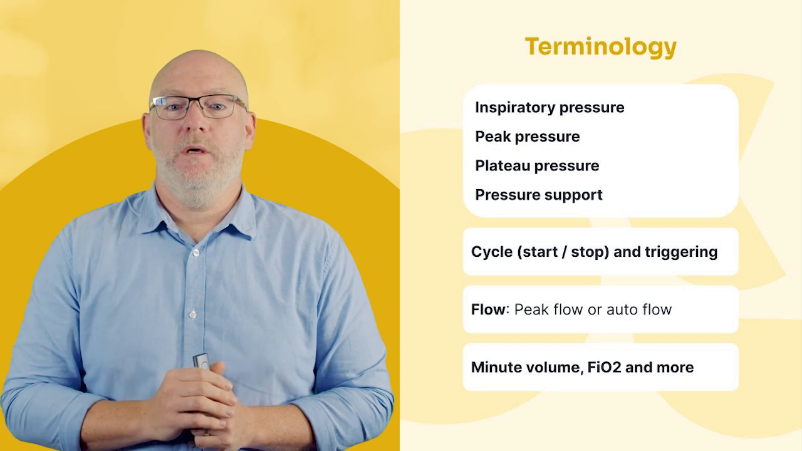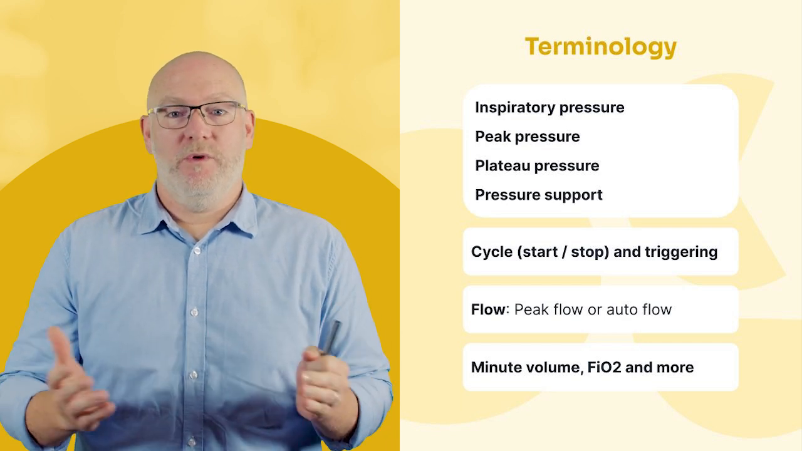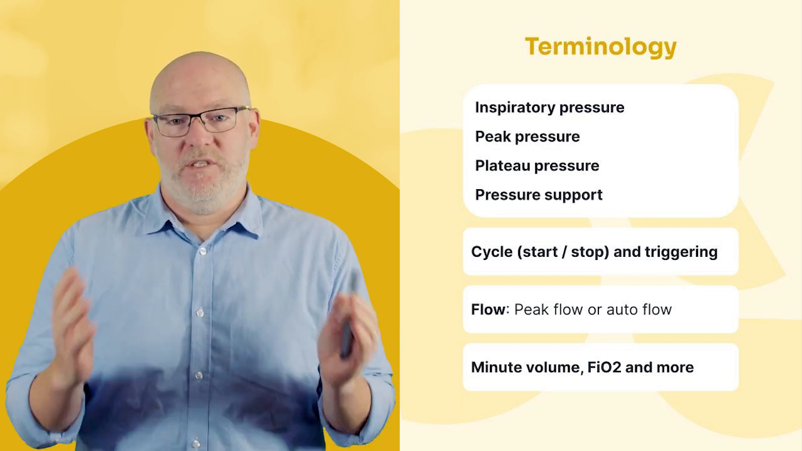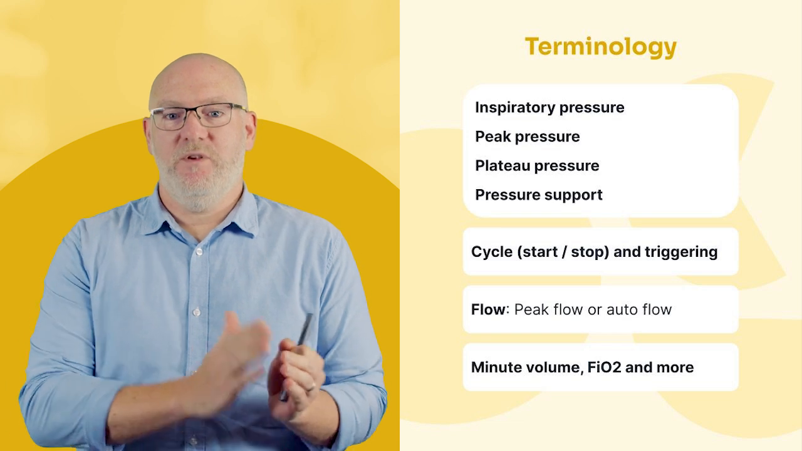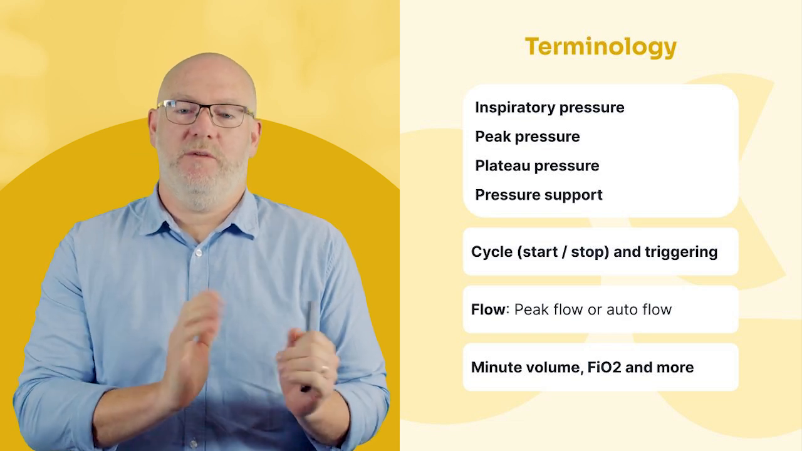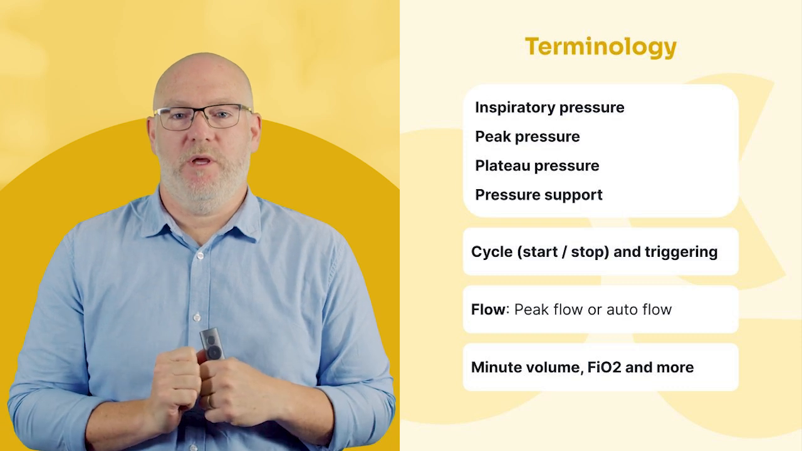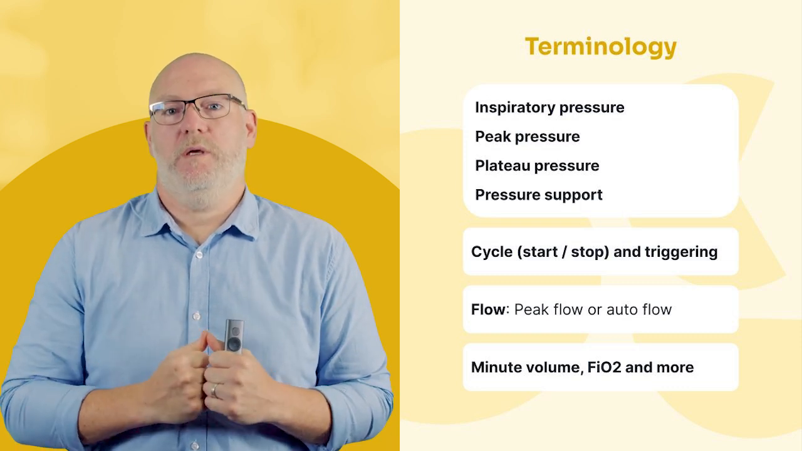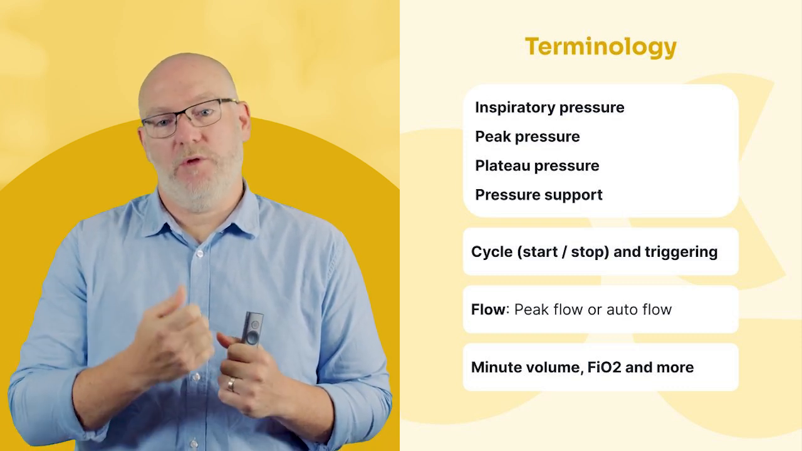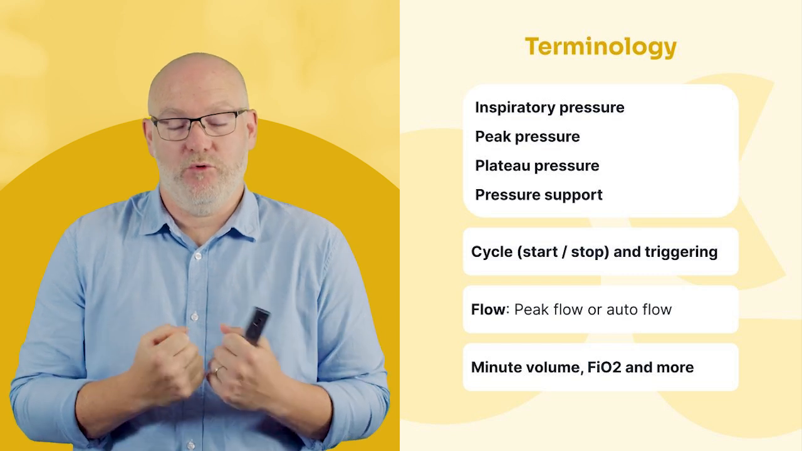Triggering. Well, in a mandatory mode, the triggering is time. So again, if you've got 10 breaths a minute, that's 6 seconds. Every 6 seconds, the ventilator is triggered to deliver a breath. In a spontaneous mode, the patient triggers the breath. Okay, so they either draw some breath out of the circuit or they drop some pressure in the circuit by drawing breath.